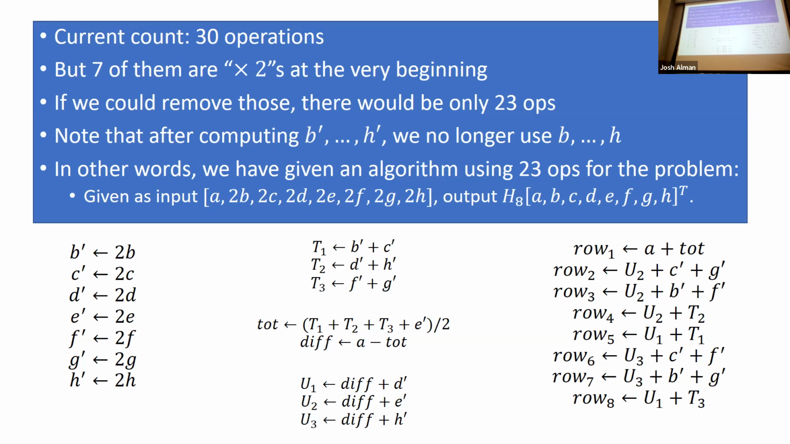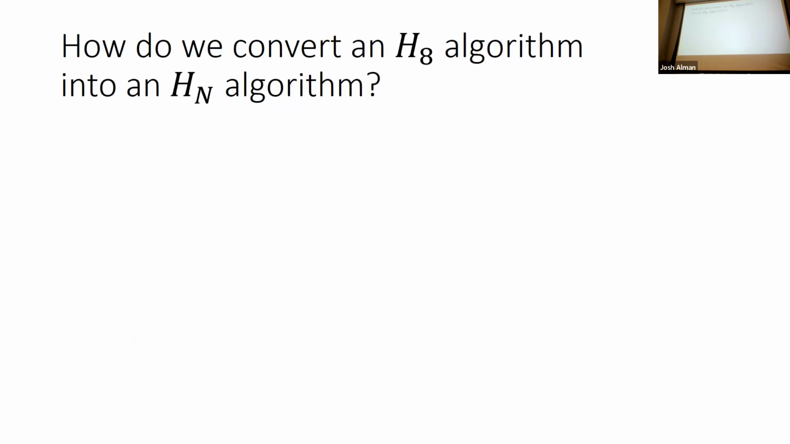If you've seen the modified split radix fast Fourier transform algorithms, they do a very similar kind of trick to speed those up. So to get into that, we have to ask the question: how do we actually convert an algorithm for H8 into an algorithm for Hn for all n? To answer that, I'm going to start with an even simpler question. How would we convert an algorithm for H2 into an algorithm for Hn for all n?